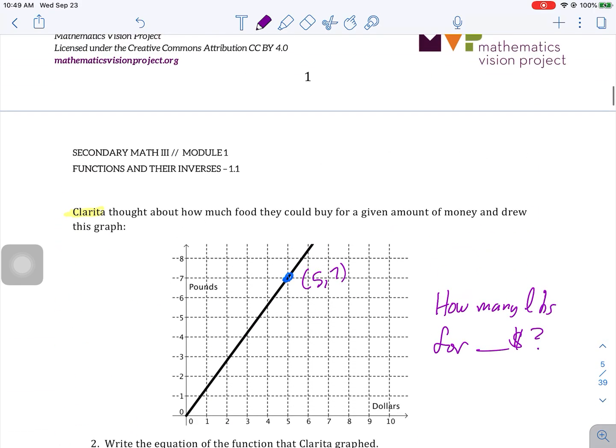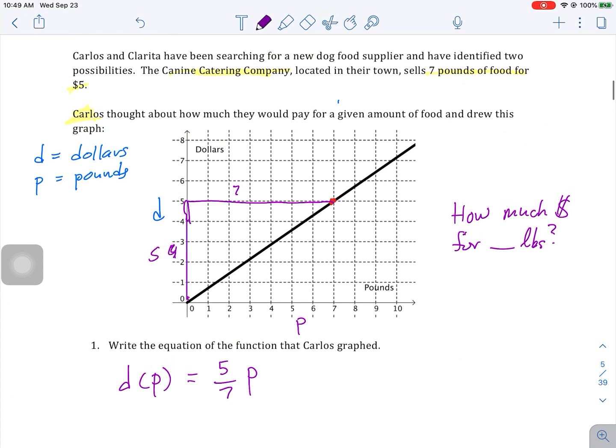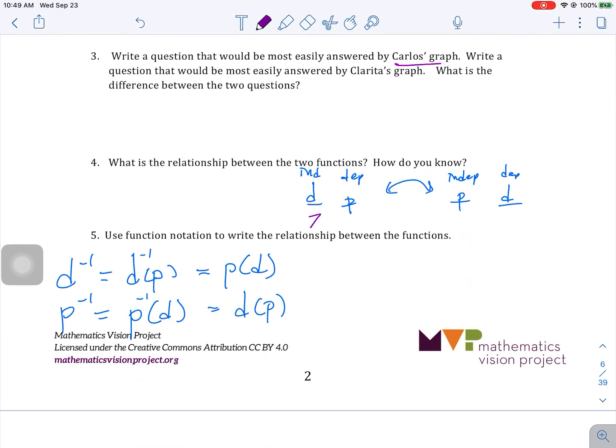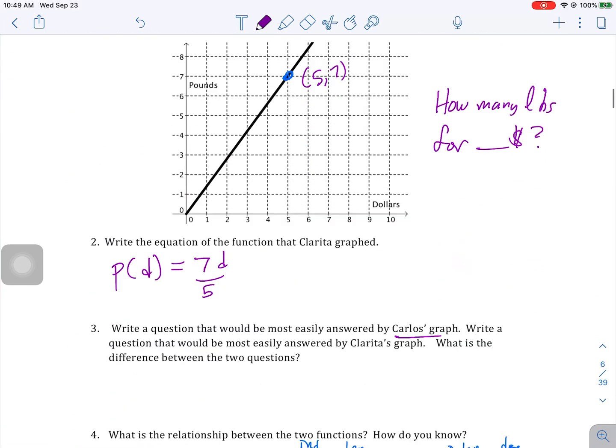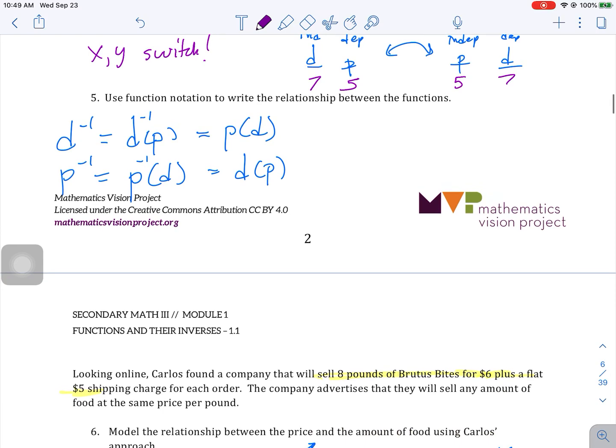What is the relationship? Well, we saw that with 1 point. Over here, we had 7, 5. Okay, so if we had 7, 5, and then on the other one, we had 5, 7. So this is a fundamental thing with inverses, is that the x and y switch for all inverse functions.